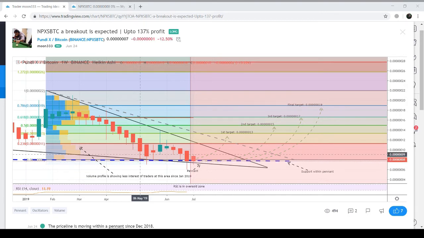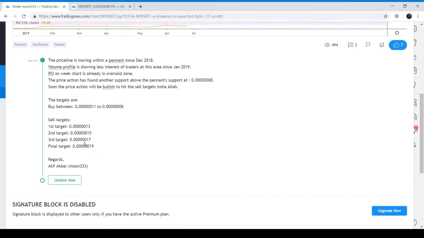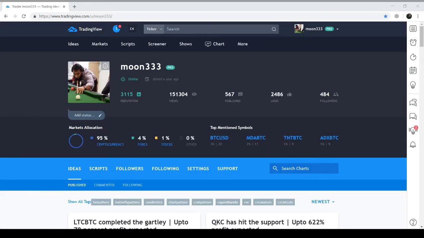And if we see the sell targets, which I have defined as per Fibonacci calculation, then this trade has potential to give us up to 137% profit. This is my buying range and this is my selling range. I think this idea is really very strong.